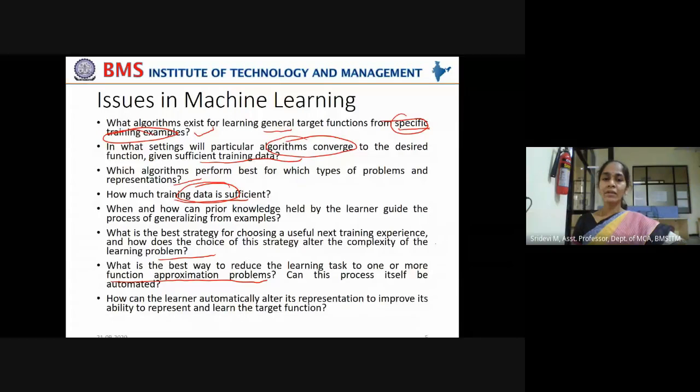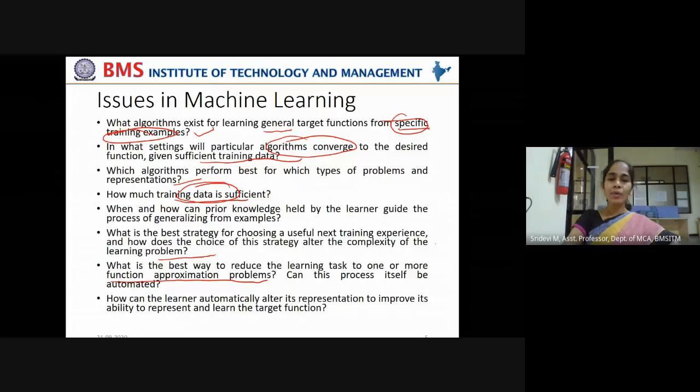So what is the best way to reduce your large learning task into generalized terms? Can this process itself be automated? Already we have seen that example, right? The checkers game or the chess game learns by playing against itself and tries to optimize the target function. Correct? Means we have automated the process of learning the task.